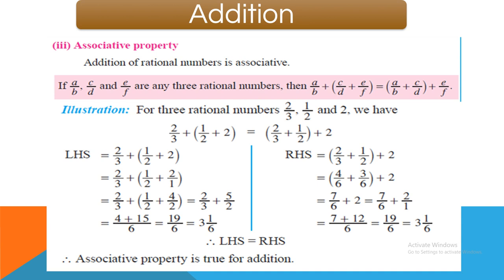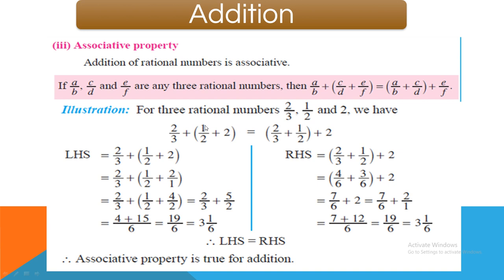Next property is the associative property. The associative property says that if we have three rational numbers, suppose a by b, c by d, e by f, these are three rational numbers, then if we add a by b to the sum of c by d and e by f, and on the other side we find the sum of a by b and c by d first, and then we add e by f to it, the result will be the same. This is called the associative property. To illustrate this, let's take one example.